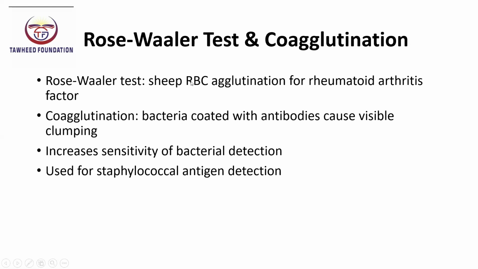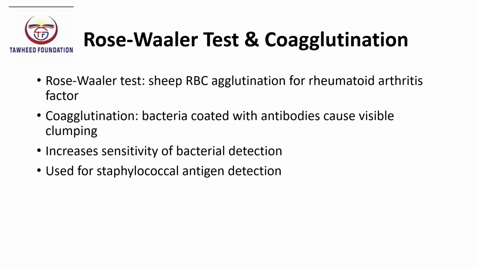Next is Rose-Waaler test and coagglutination. The Rose-Waaler test is a classical agglutination test for rheumatoid arthritis. In this method, sheep red blood cells are coated with rabbit IgG, and when mixed with serum containing rheumatoid factor, agglutination occurs, confirming the presence of the antibody.